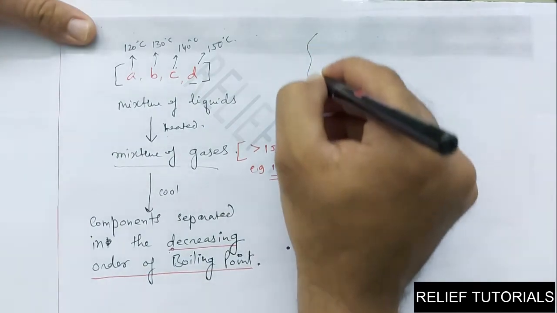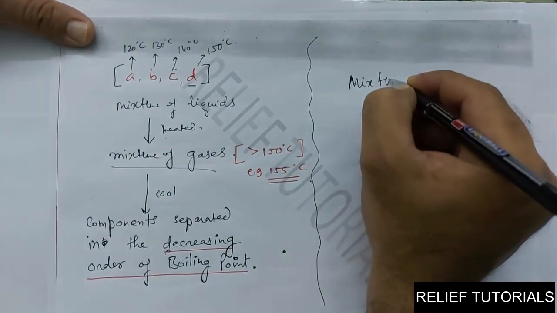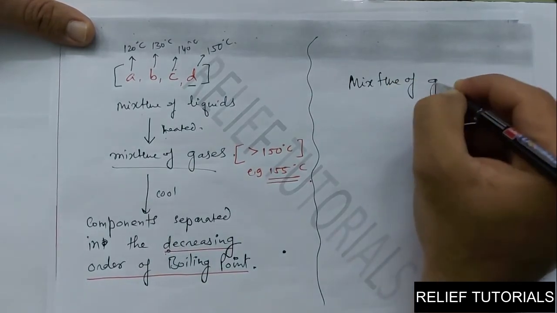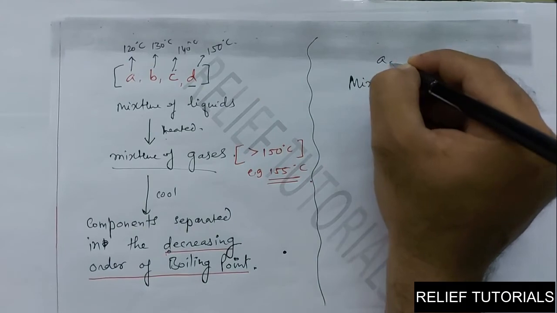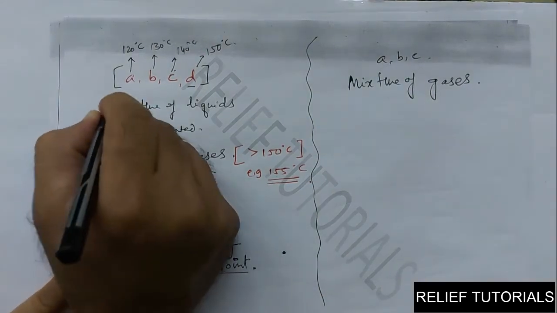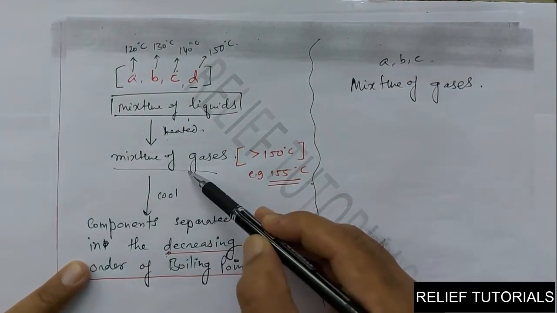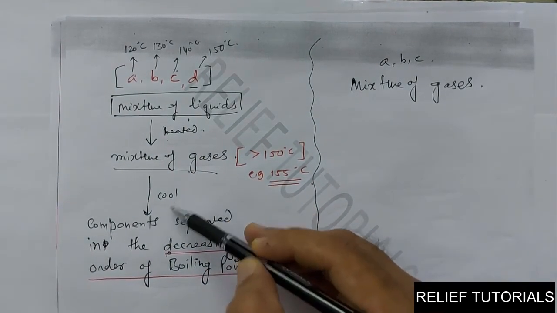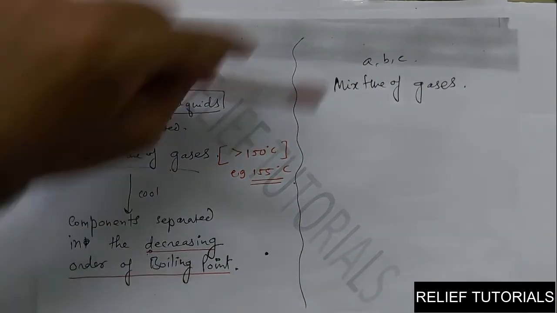With the help of fractional distillation, you can separate a mixture of gases also. Let us consider you have a mixture of gases, say A, B, C or D. Then what should be the procedure? What is the procedure to separate a mixture of liquids by fractional distillation? You have to convert them into gaseous first, and then you cool and separate the components. Here the same thing, reverse direction.